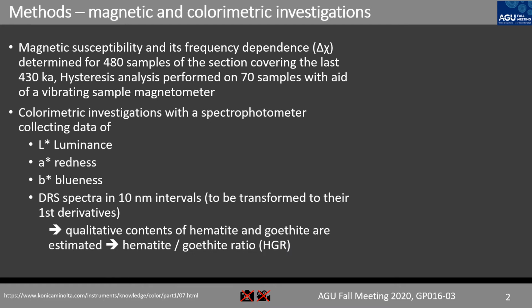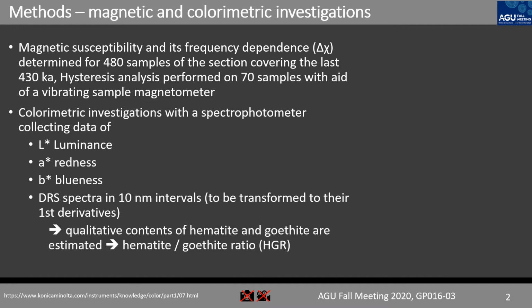We used magnetic susceptibility and its frequency dependence as an indicator for the strength of pedogenesis. The frequency dependence is the absolute difference of high and low field magnetic susceptibility measurements. These measurements we performed on all 480 samples of the section, and you will see later, where we introduce the age model, that we are assuming that this loess-paleosol sequence covers the last 430,000 years. Additionally, we performed hysteresis analysis on 70 selected samples with the aid of a vibrating sample magnetometer.